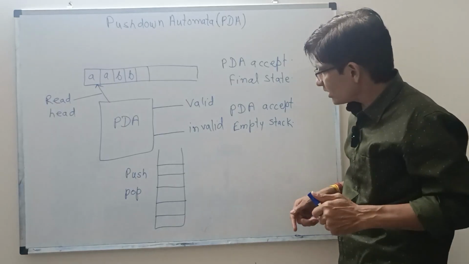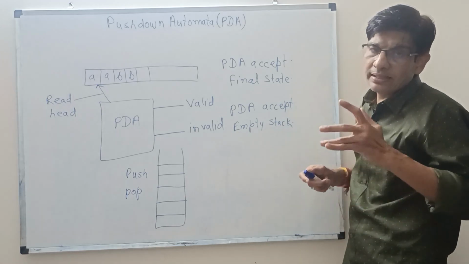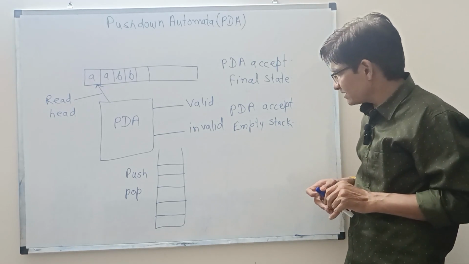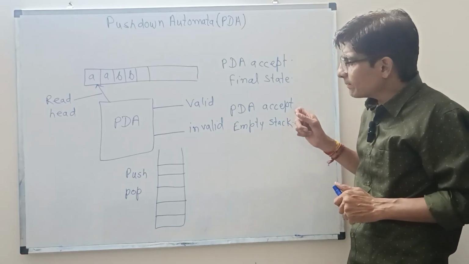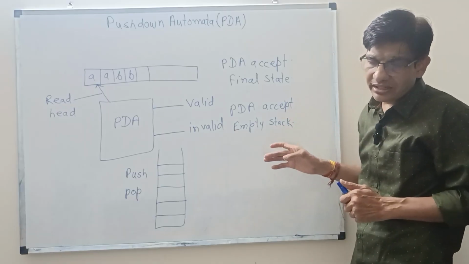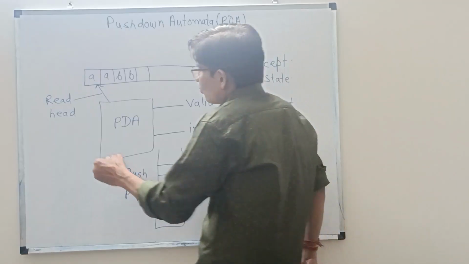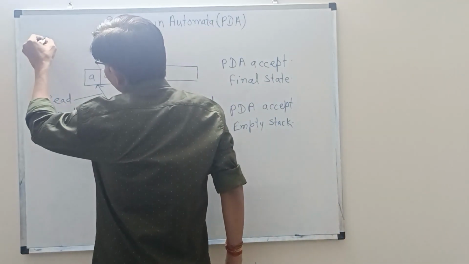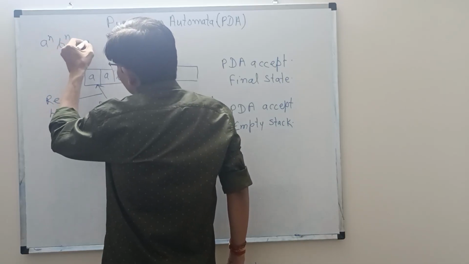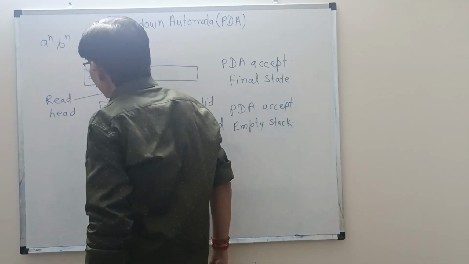Now, one more important thing about PDA: PDAs are used to implement all context-free languages, and sometimes some context-free languages require memory to store some values. For example, one very commonly used context-free language is a^n b^n, where n is greater than or equal to 1.